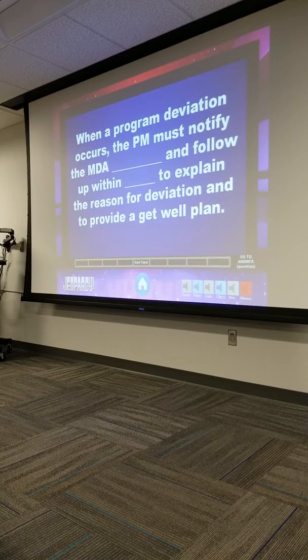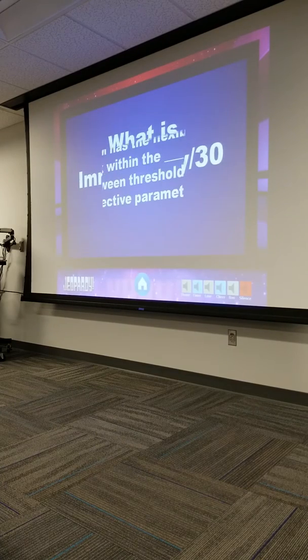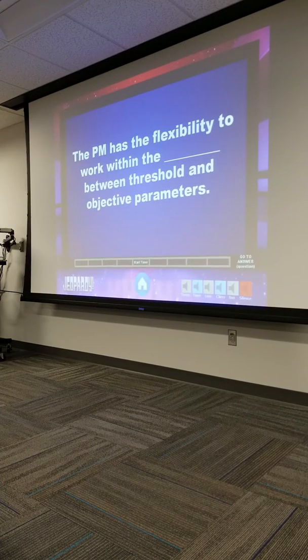When a program deviation occurs, the PM must notify the MDA when? Immediately. And how long for the follow-up? 30 days. All right, so we have the flexibility to work between threshold and objective. What's that? Trade space. They're gonna accept the threshold, but we want to get to the objective. If we start running behind in money, we can ask, does it have to go 100 meters? Is 90 fine? We can start saving some money and time in that trade space.